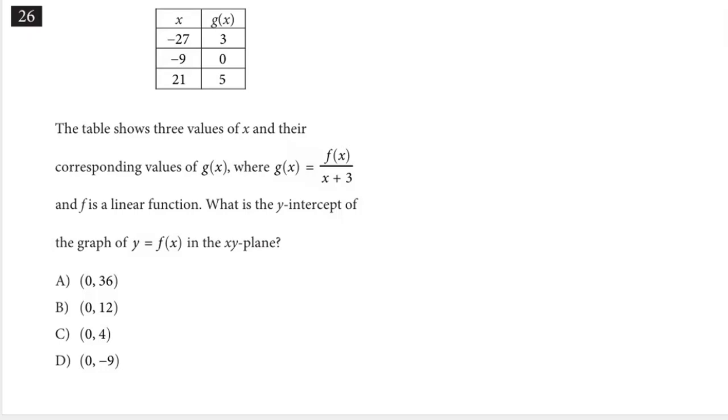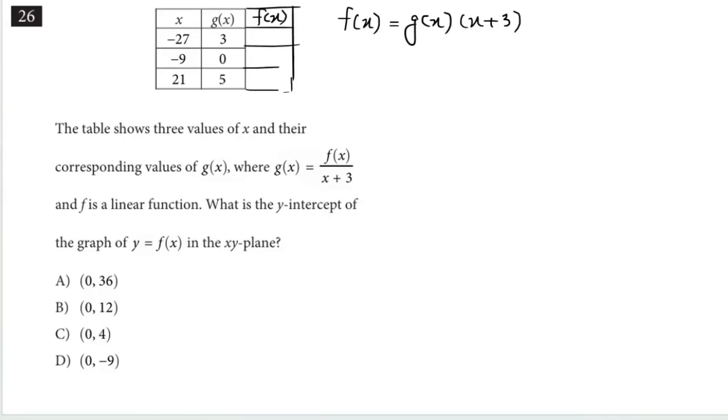Now, the problem with these kinds of questions is that you do not know the set of points on f(x). So you need to work this out this way: f(x) can be g(x) times x plus 3. So let's quickly get the points on the graph of f(x). You have your calculators, you can use them to quickly judge these values.